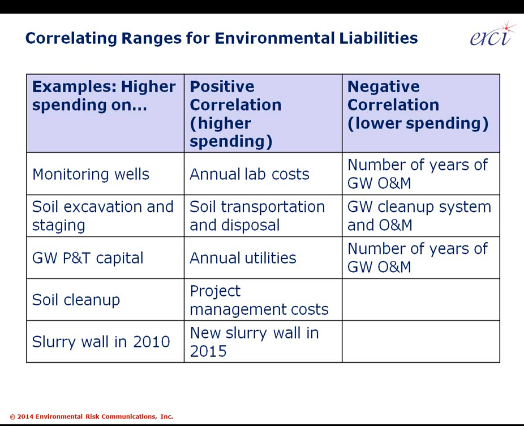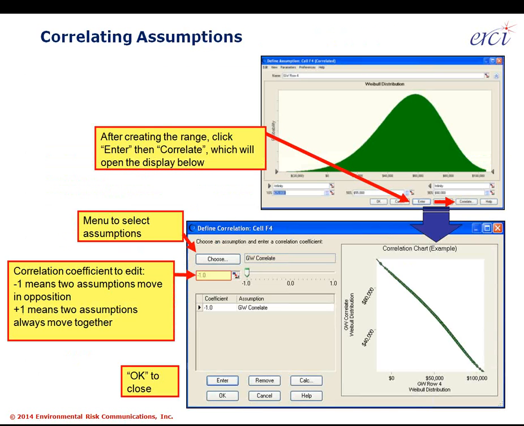Consequently, any slurry wall in place will highly limit the volume of contamination moving around, but it won't hold back everything. As a consequence, a slurry wall in 2010 will most likely mean a new slurry wall in 2015 if it's meant to be an essential part of containing source material.